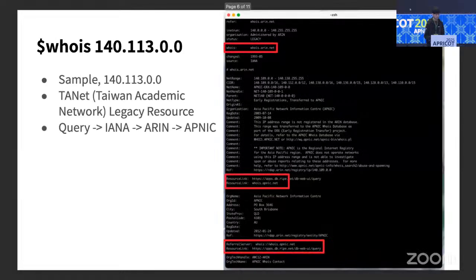Okay, so let me show you. This is a legacy resource I put in as a sample. It's a Taiwan Academic Network legacy resource. As you can see, the WHOIS query is sent to IANA, and then it's redirected to ARIN because this is a legacy resource, and then to APNIC because this legacy resource was transferred to APNIC. And the ARIN database has a referral server, which allows the WHOIS query to reach APNIC.